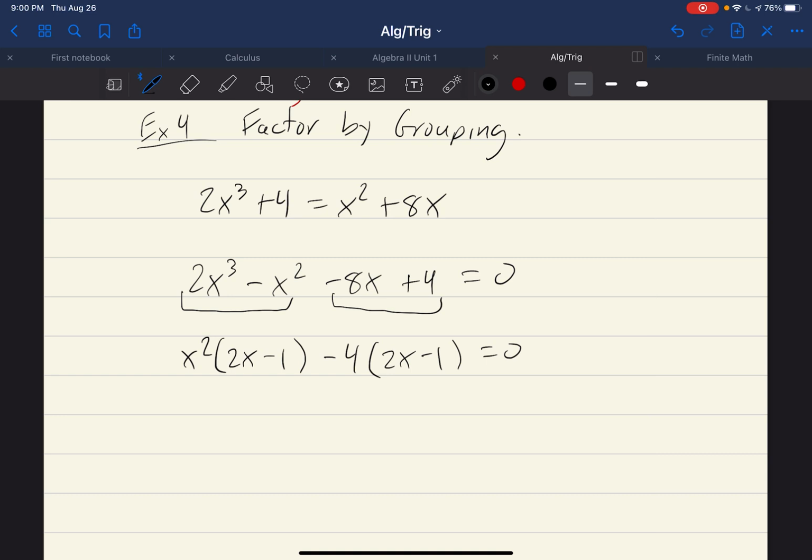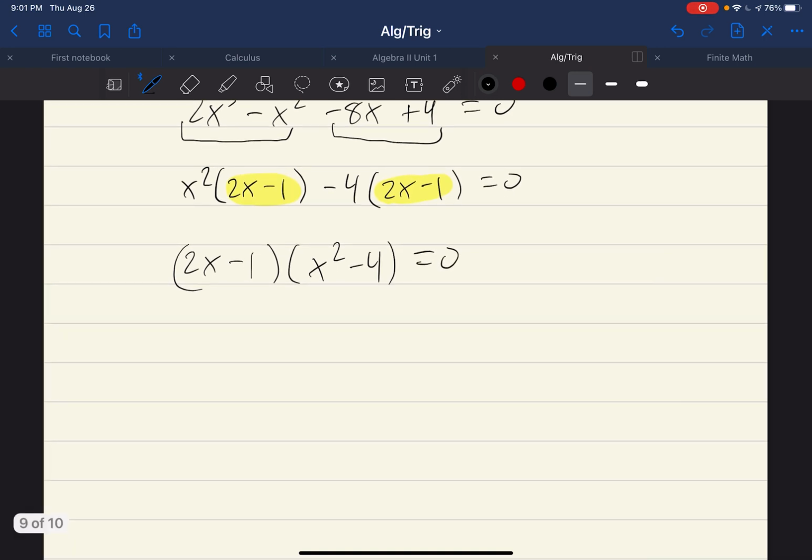So if I distribute the x squared back through and the negative 4 back through, it'll make the original problem. But look what's happened here. Magic. These are the same. So those get factored to the front, and then it just leaves the x squared minus 4. So 2x minus 1 gets factored to the front, and then we're left with x squared minus 4 equals 0. Then we do zero product property. So we get 2x minus 1 is equal to 0. X squared minus 4 is equal to 0.